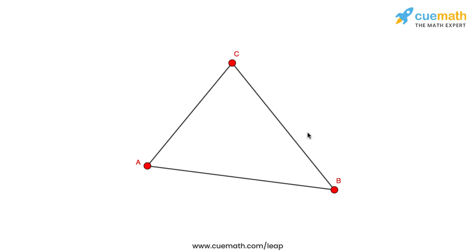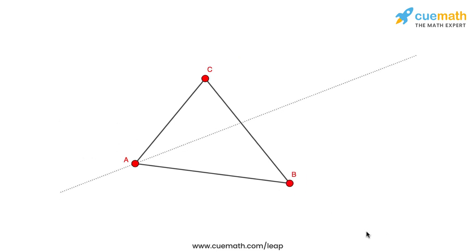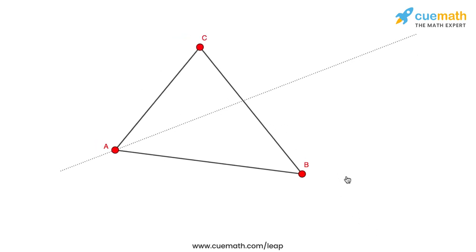So for this task, we are going to use the concept of angle bisector, and any point on an angle bisector being equidistant from the two arms of that angle. So let me show you what I mean. So first, let's draw the angle bisector of the angle at A. Okay, so this dotted line that you see is the angle bisector of the angle at A.